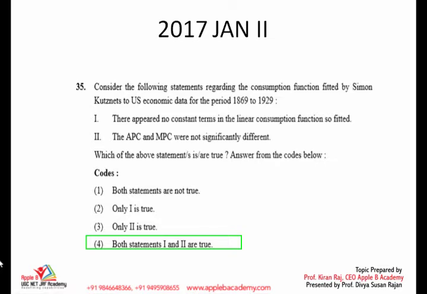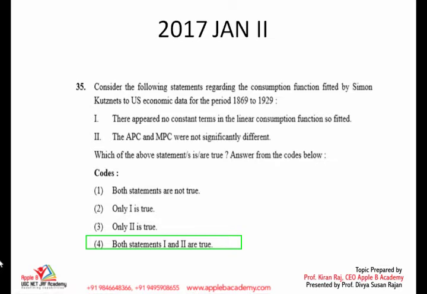The second part of the Simon Kuznets theory stated that the given consumption function is linear and proportional. The second important point stated by Simon Kuznets in the consumption paradox was that the consumption function is linear and proportional. So the proportionality is given by statement number 2, and the linearity is given by statement number 1. Both these statements hold true with respect to the consumption puzzle, or the consumption paradox, that was given by Simon Kuznets.